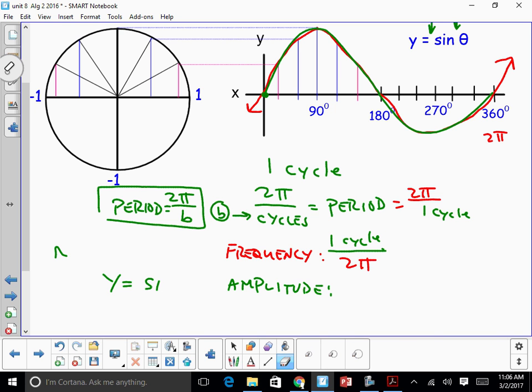Can someone say what the amplitude will be in this problem? I heard it over here. Say it again over here. Yeah. It's 1 when you don't see a number in front of something. It's automatically a 1.